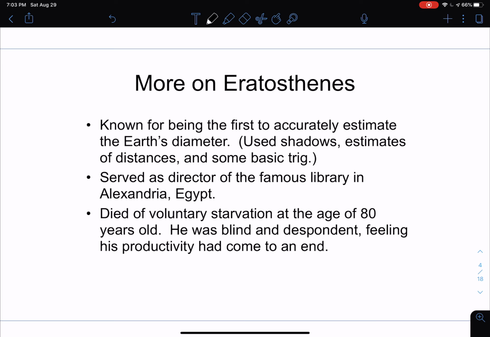Pretty neat. He also served as the director of a very famous library in Alexandria, Egypt. It was like the library of the world at the time. So being director there is a very prestigious position, very big, very well known.